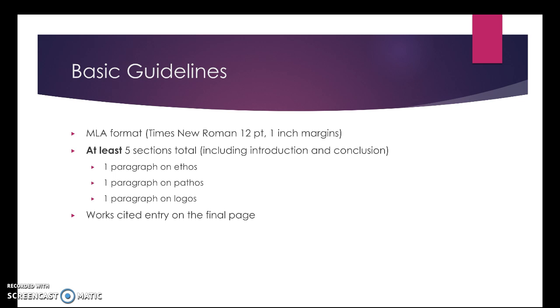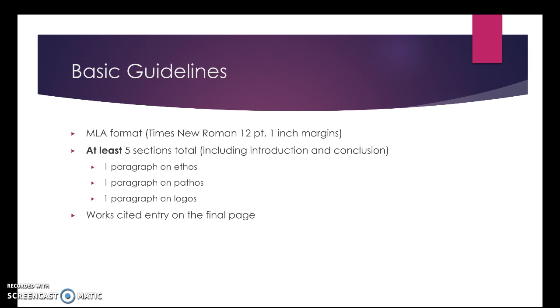For this paper, the basic guidelines are MLA format, so Times New Roman 12-point font, double spaced with 1-inch margins. You want to have at least 5 sections total, including an introduction and a conclusion. You want to talk about ethos, pathos, and logos, and you can do it in whatever order you want to. I also want you to do a works cited entry.